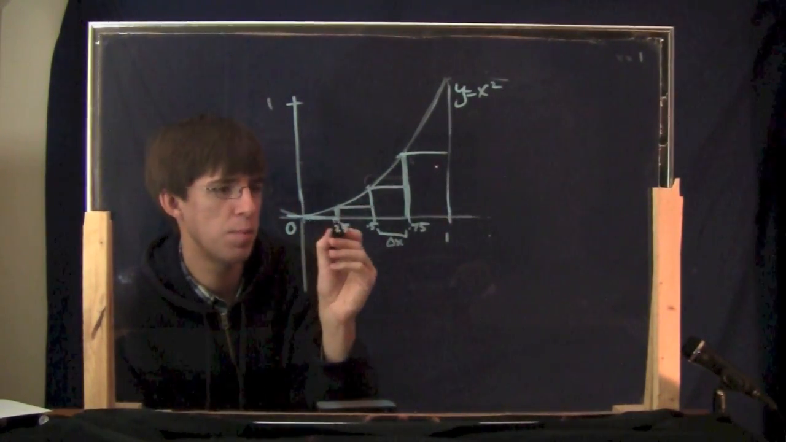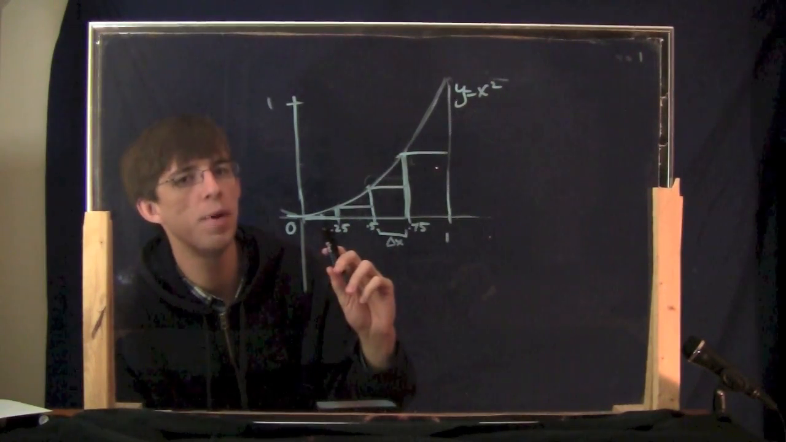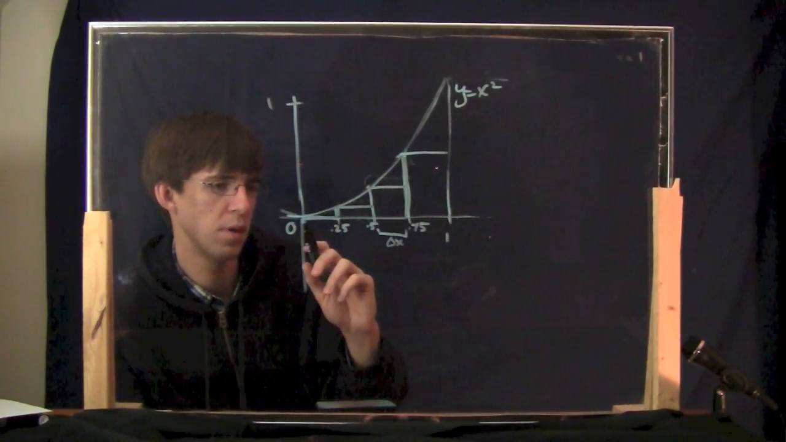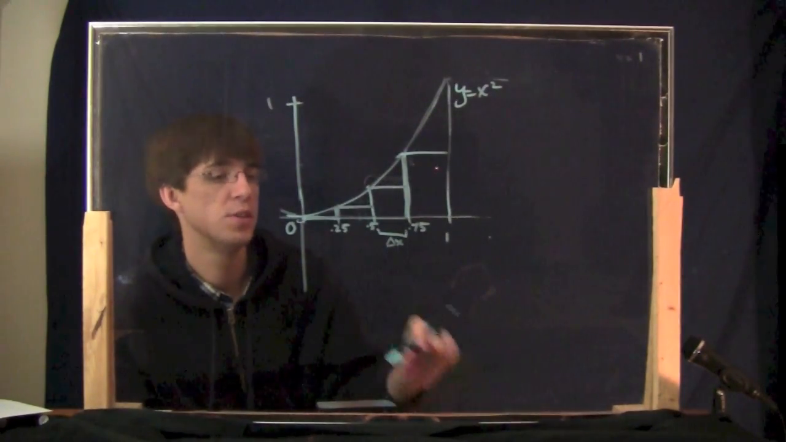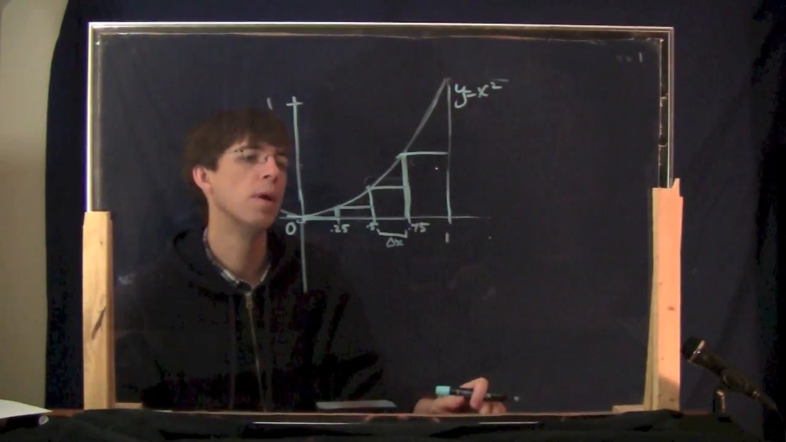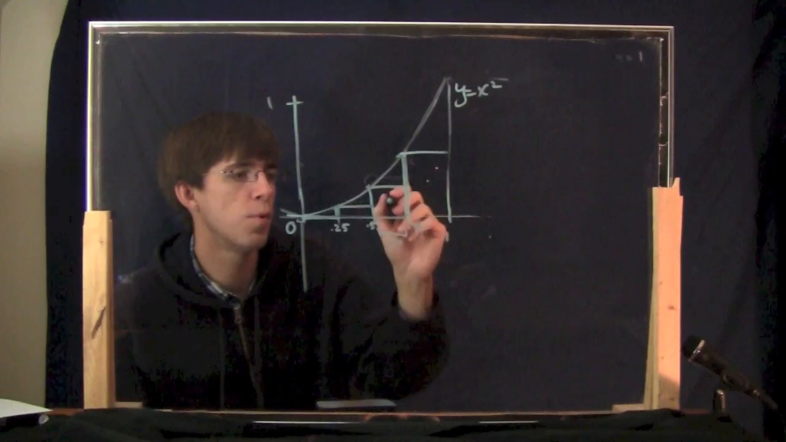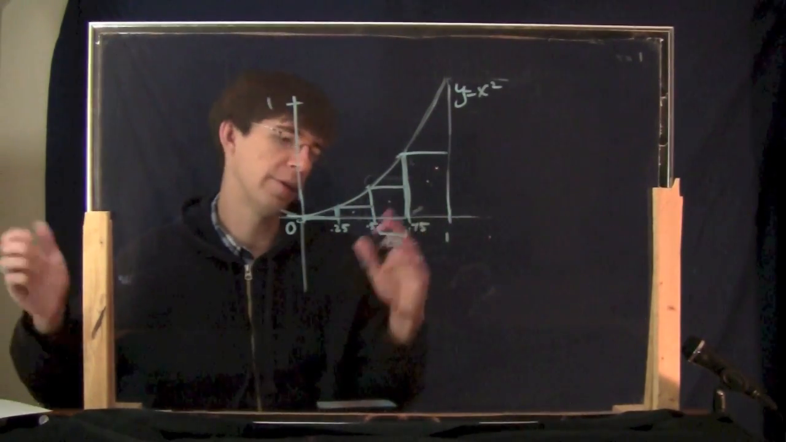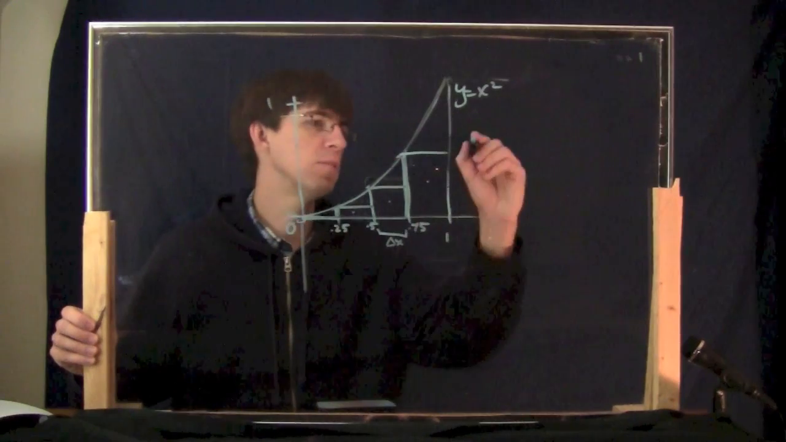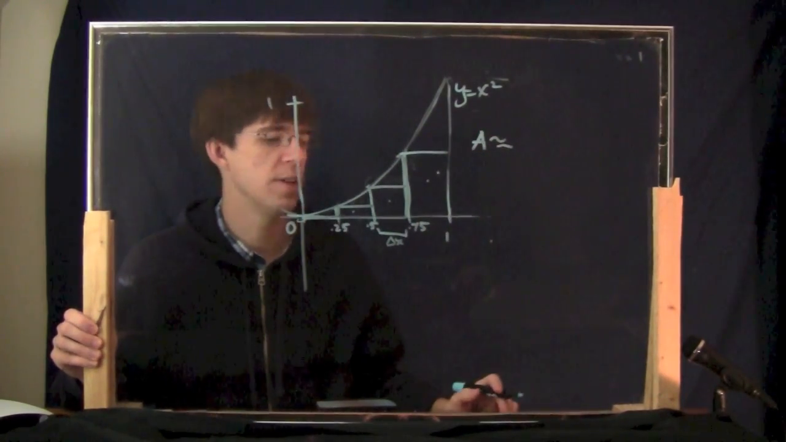And this one actually will be sort of a stupid rectangle with 0 height, because the left side of this interval is already touching the curve just at height y equals 0. Anyway, we can still add together these 4 rectangles, their areas. This one will be 0, but it still kind of counts as a rectangle.